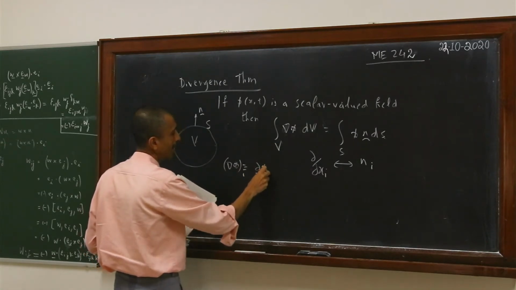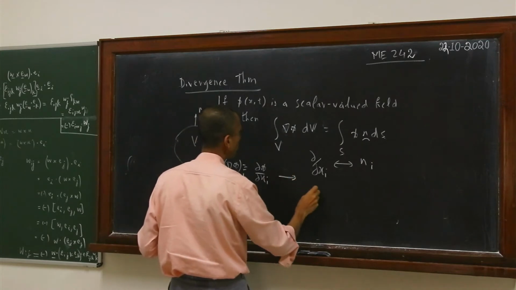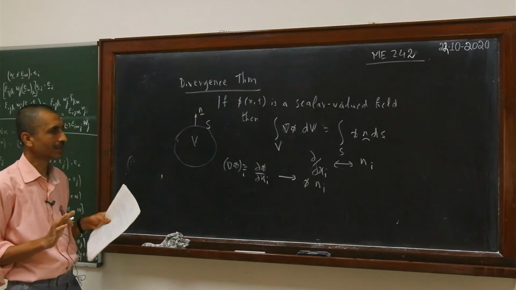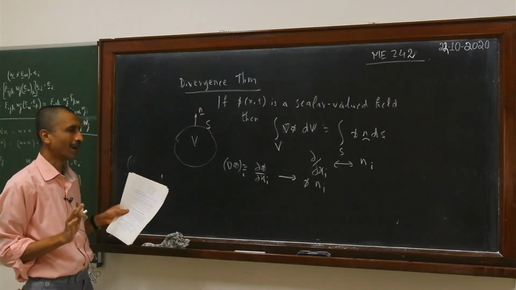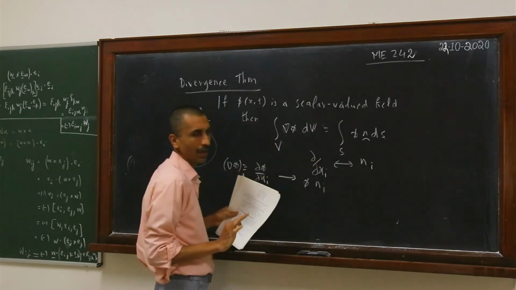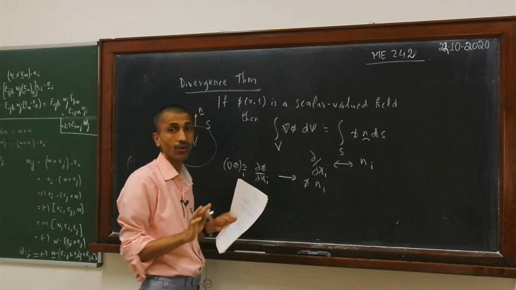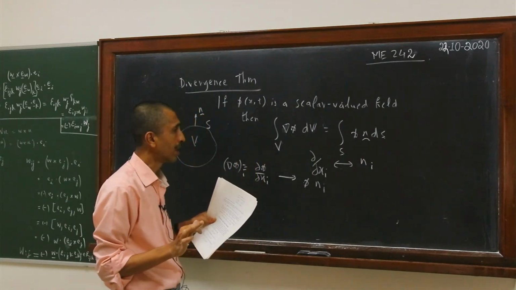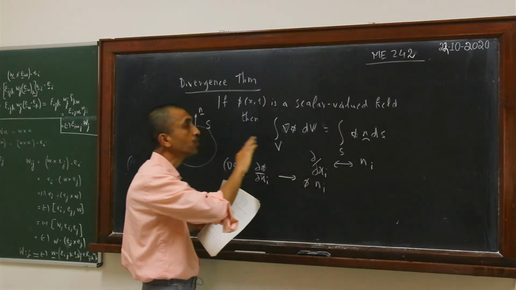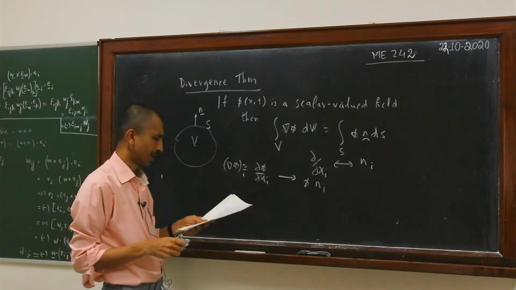So the del by del xi goes to ni, right? So this goes to p times ni. So this, as I said, is just a shortcut for remembering this particular relation. It is not a proof. The proof for the Gauss divergence theorem is quite complicated, so we will not go into it. But I am just telling you how to use the Gauss divergence theorem. So basically you have to use this particular relation here that I have shown.